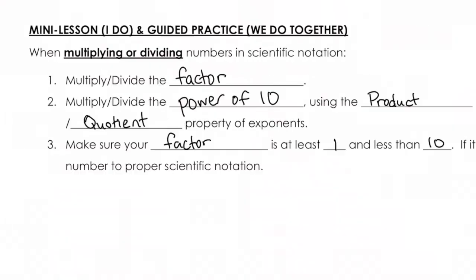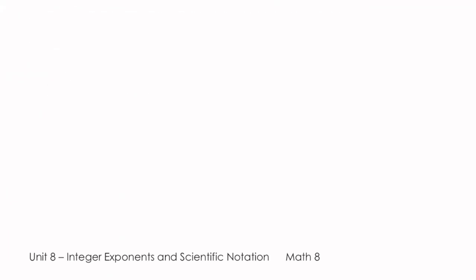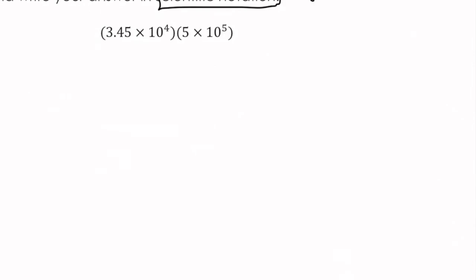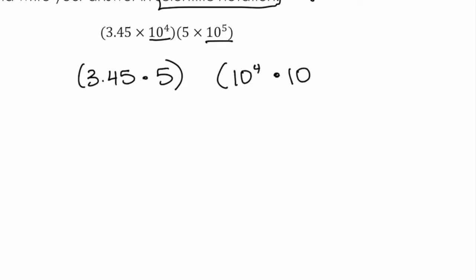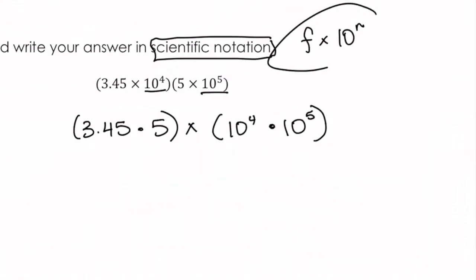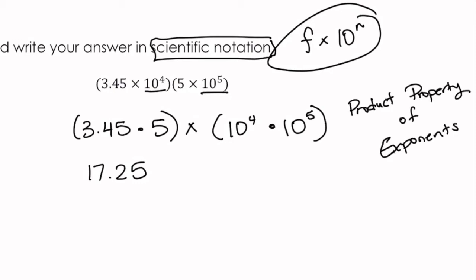First thing I'm going to want to do, just like our step said, multiply or divide the factors. Here it's a multiplication problem, so I'm going to just take the factors and multiply them together. And then step 2 is to multiply the powers of 10. So I'm going to take the powers of 10 and multiply those together. And when I'm done, I'm going to put them both together to create that scientific notation number. So 3.45 times 5 is 17.25, and 10 to the 4th times 10 to the 5th power, this is where we're going to use the product property of exponents.